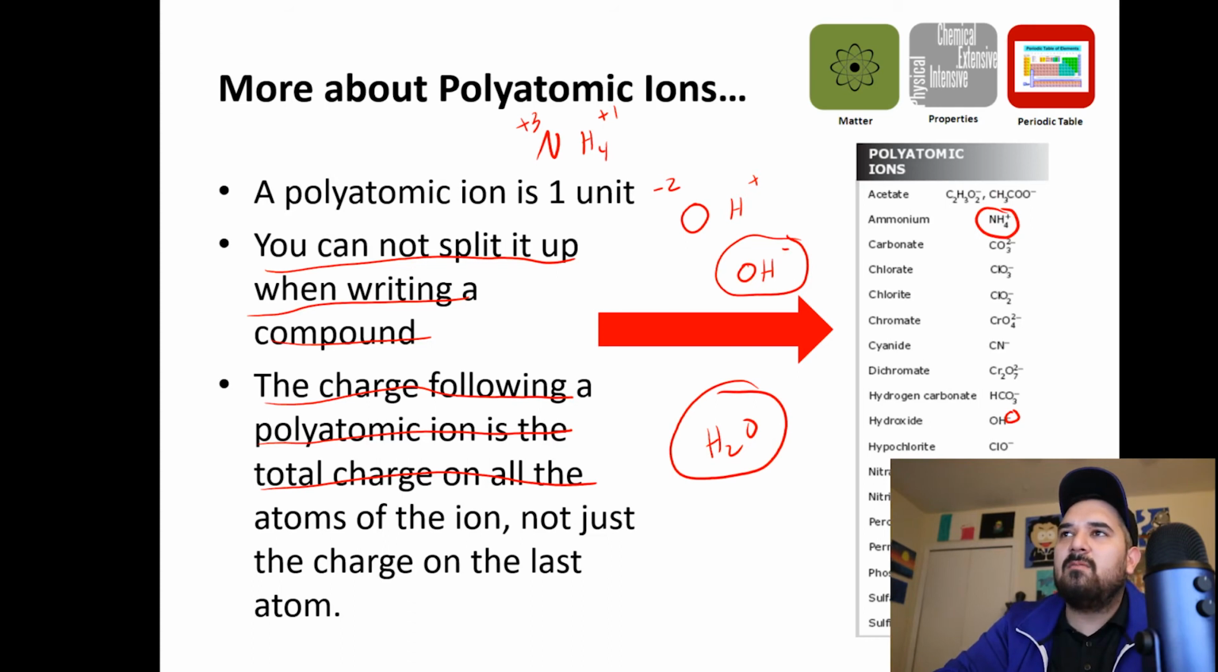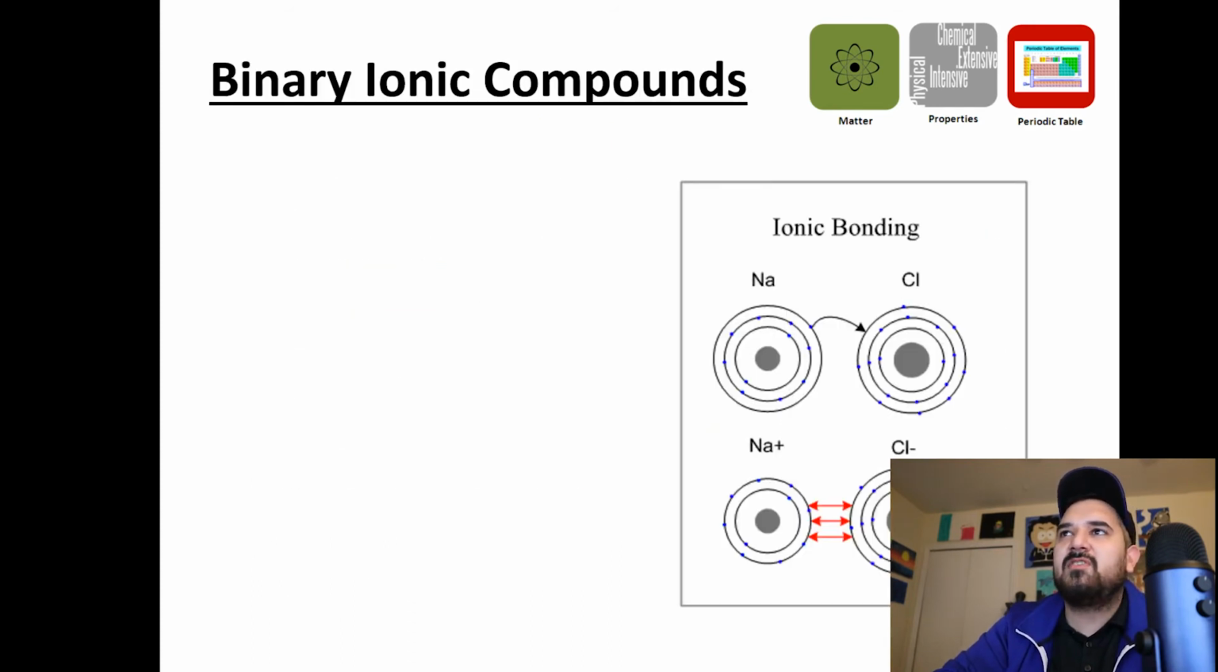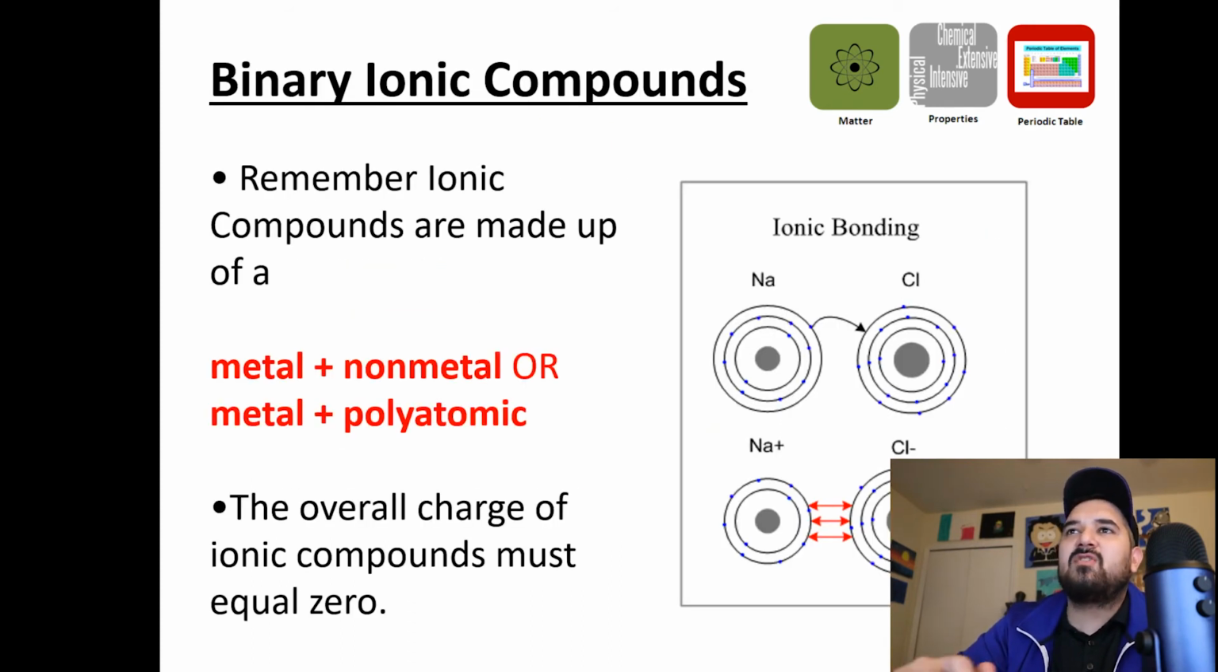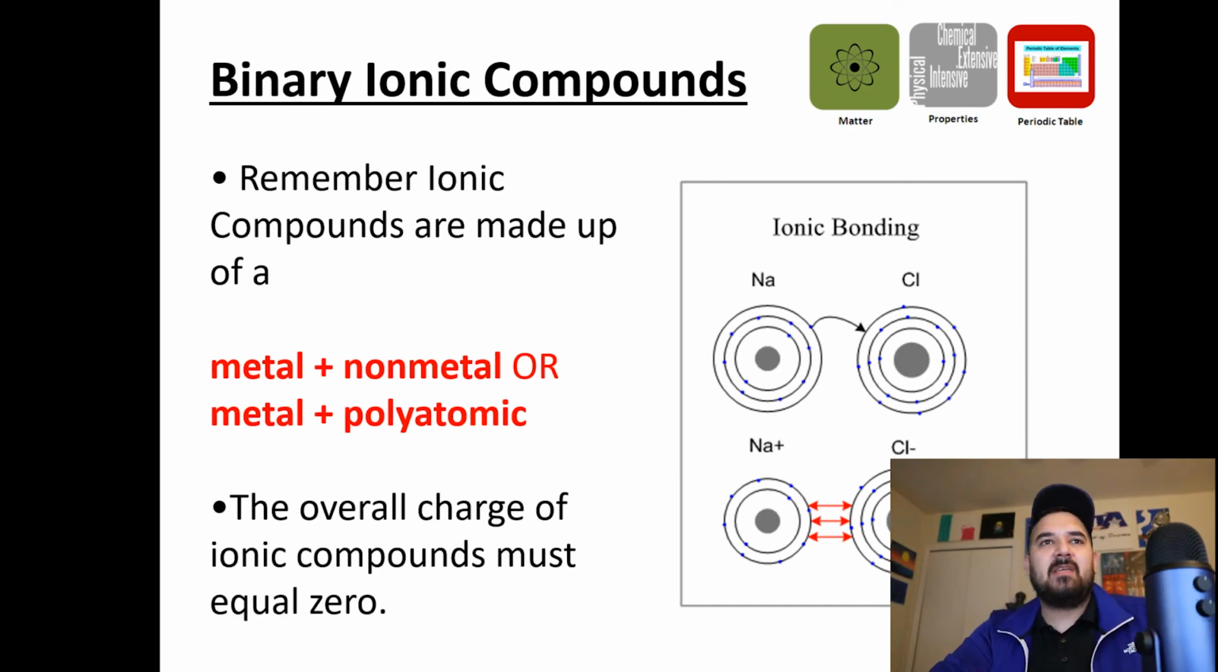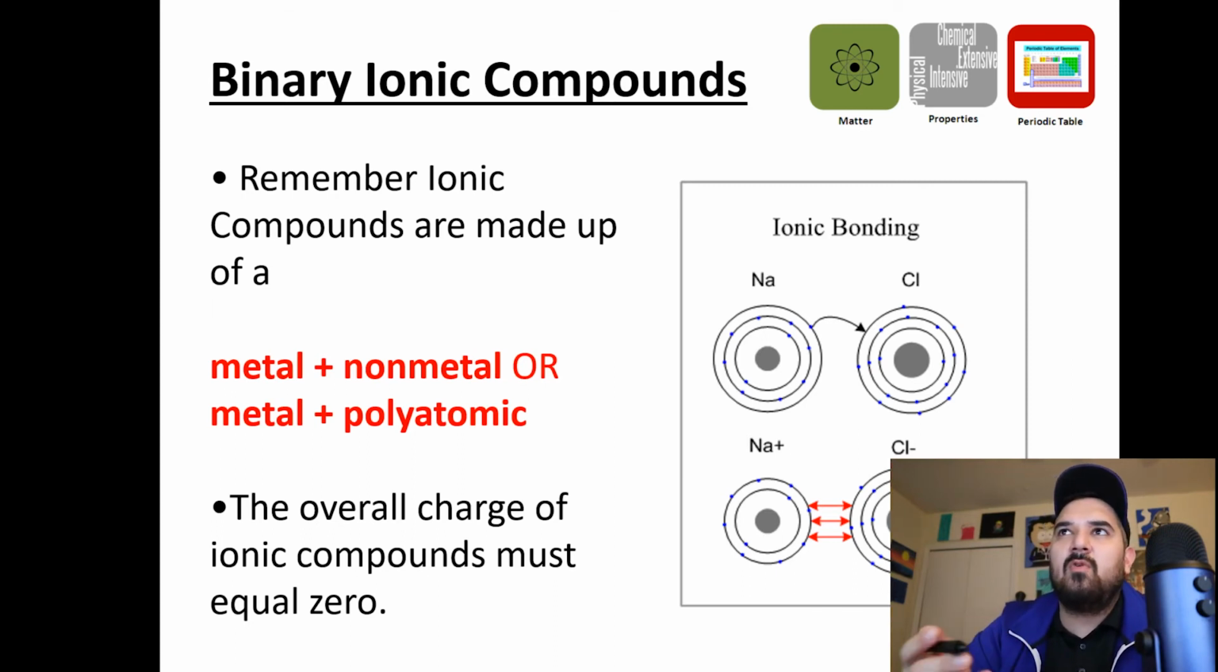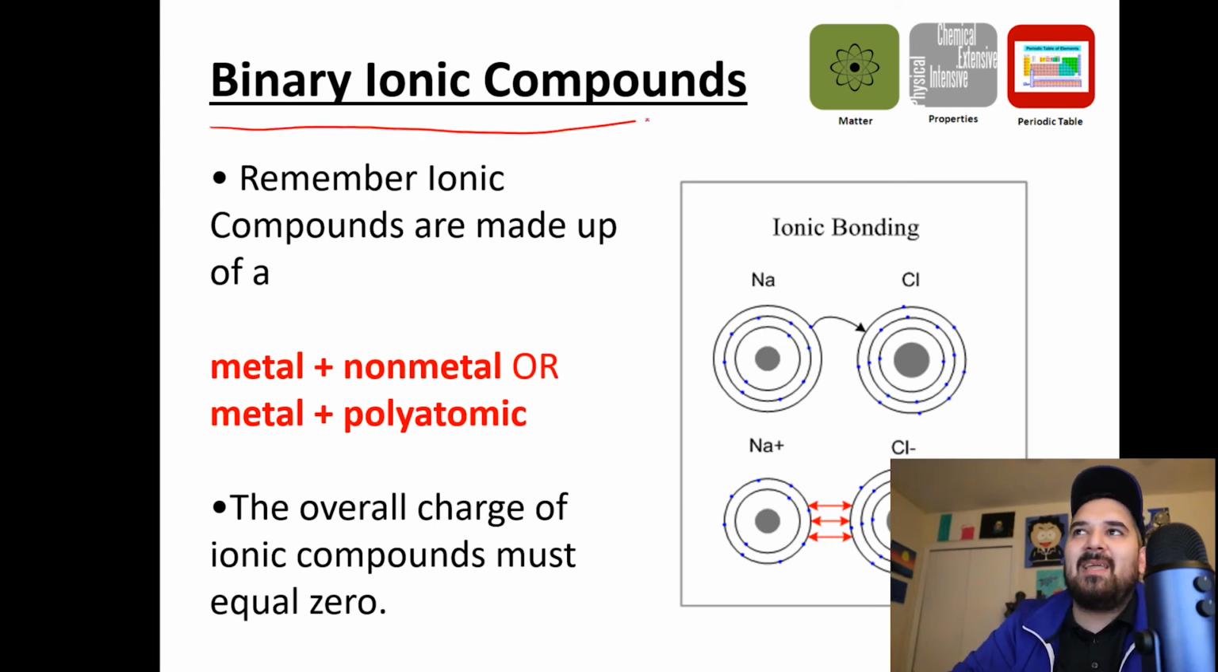All right, let's go ahead and move on. We're almost finished. All right, so binary compounds. Binary compounds are going to be the first thing we talk about. And all these binary compounds that we're going to be talking about are going to be binary ionic. So we're going to be talking about binary ionic compounds.